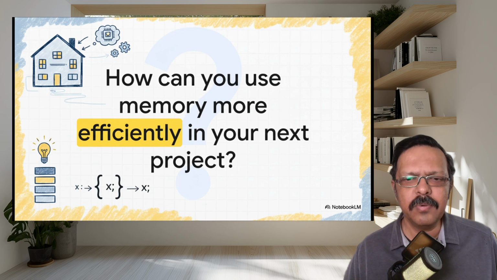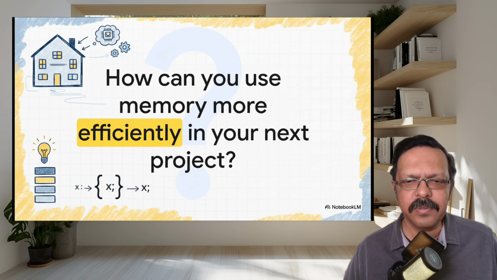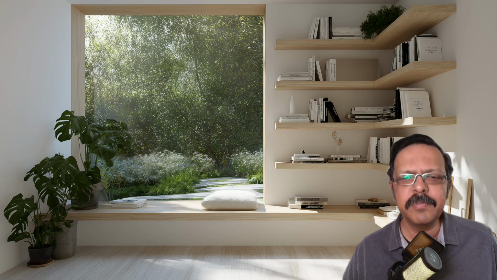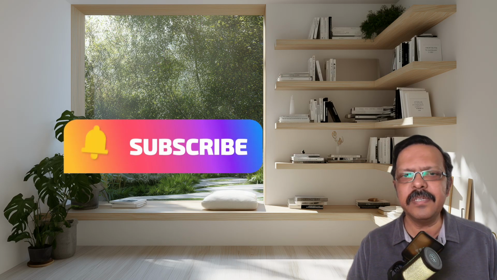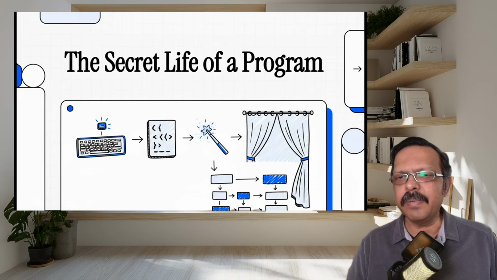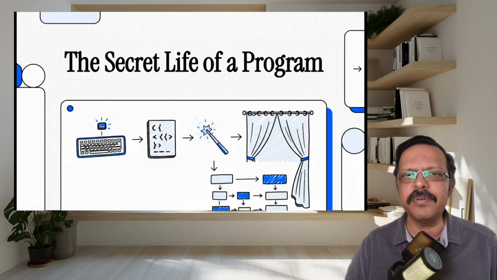And now that you know how the house is organized, the real question is, how can you use this knowledge to design smarter, faster, more efficient programs? Something to keep in mind as we move deeper into C. So that brings us to the close of this episode. We understood how a C program becomes a living executing process in memory, and we understood the different memory organization and layout of the C program, which are all important as we go into actually building complex C programs.